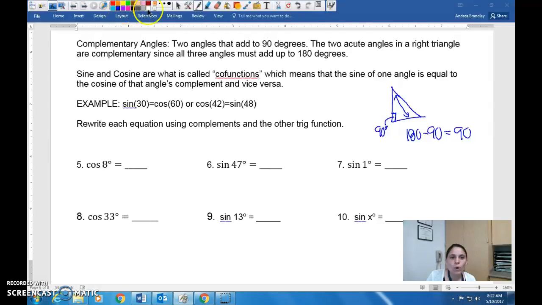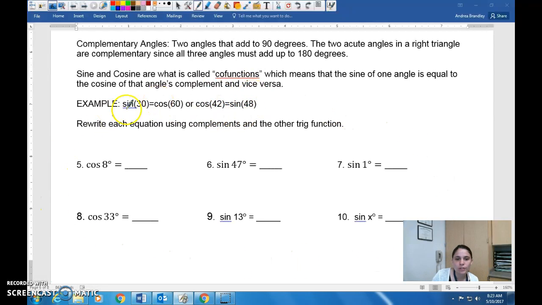So one cool thing that this does when we are talking about trig functions is that sine and cosine become what we call co-functions, meaning that the sine of one angle is equal to the cosine of that angle's complement, and vice versa. So I think that's easier to understand with an example. So if we look at this example right here, the sine of 30 is equal to the cosine of 60. So these two angles add to 90, they're complementary. The sine of one is equal to the cosine of another. Or if I have the cosine of 42, well, the complement of 42, if I do 90 minus 42, is 48. So the cosine of 42 is equal to the sine of 48.